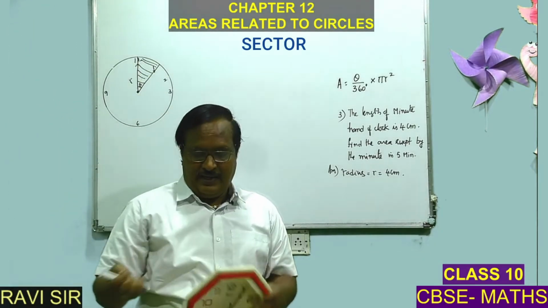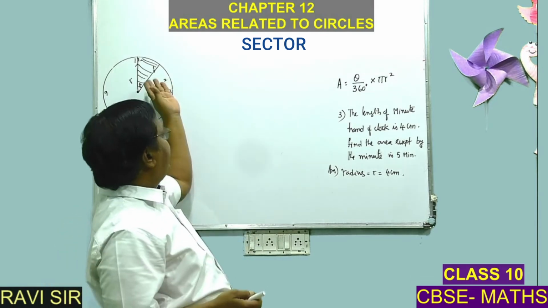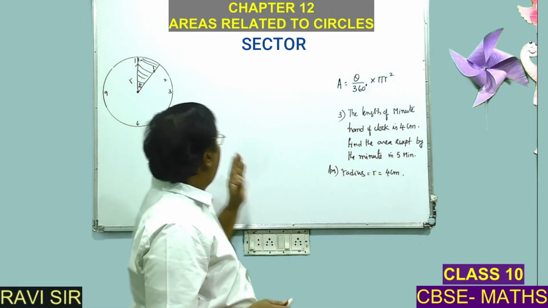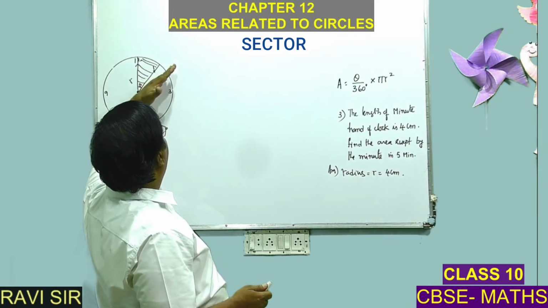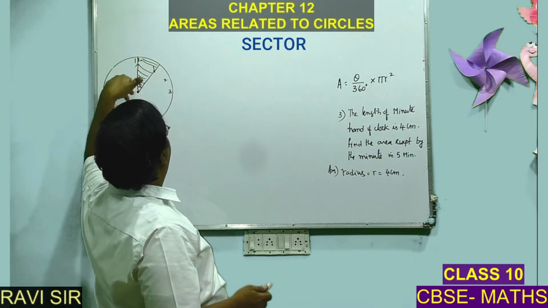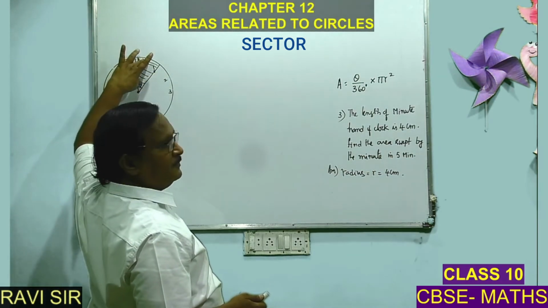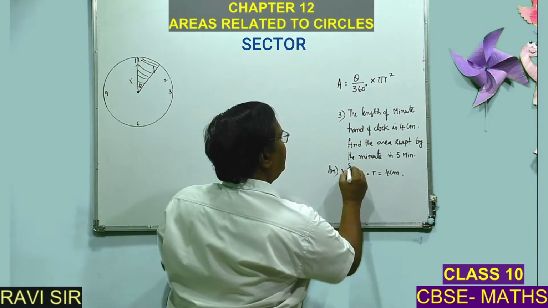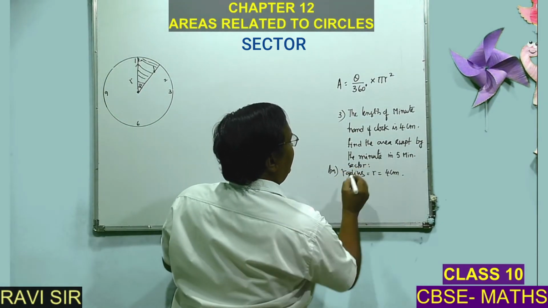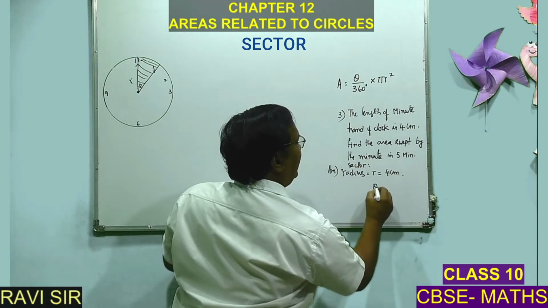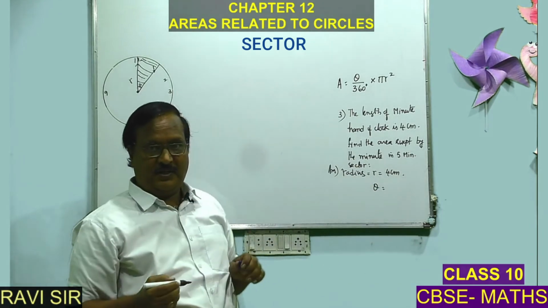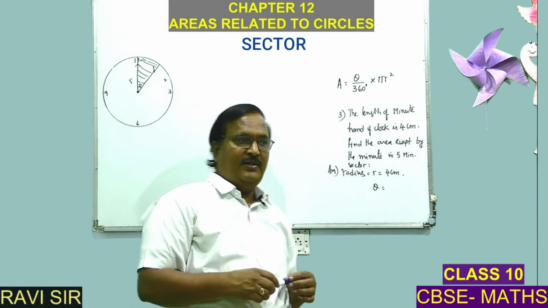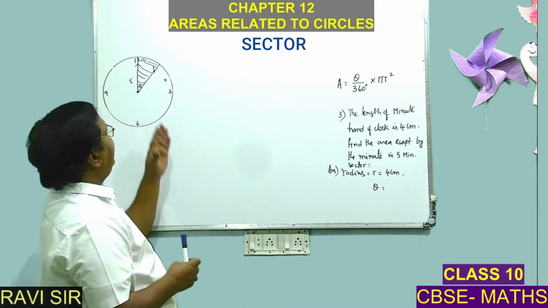So, ultimately what happened? You have got a sector here. Find the area swept by the minute hand. How much area did it sweep? This is the area, and this is nothing but a sector. In this sector we have the radius, and we have to find out the theta, because a sector has 2 components, radius and angle. So, we have to find out the theta.